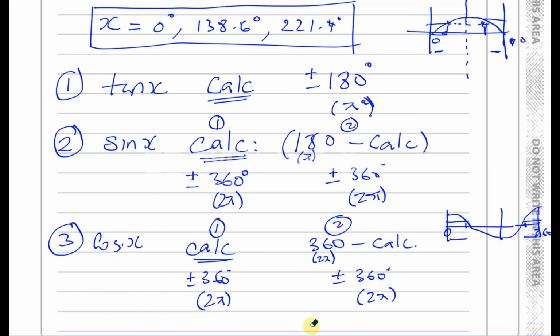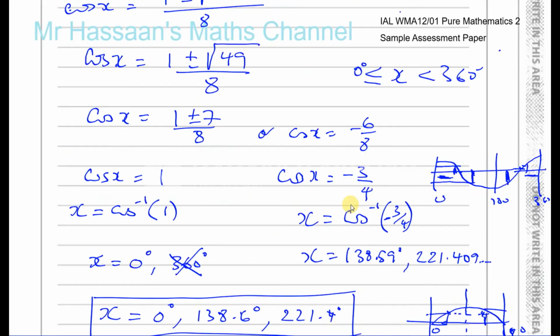Again, this calculator answer might be outside of your range, but what's generated from it by adding or subtracting 360 might bring the answer within the range. So don't ignore it if it's outside of the range at the beginning. At the end, when you write your answers down, then you don't include it. So that's a little summary of how to deal with tan, sine, and cosine trig equations. I hope that was clear.